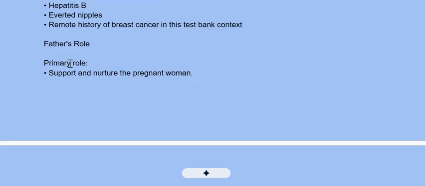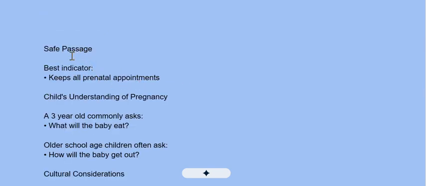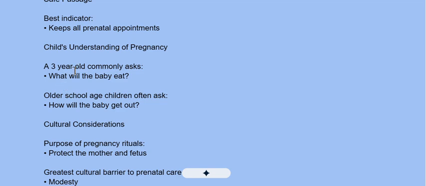Father's role: primary role is to support and nurture the pregnant woman. Safe passage: best indicator is keeping all prenatal appointments. Child's understanding of pregnancy: a 3-year-old commonly asks, "What will the baby eat?" Older school-age children often ask, "How will the baby get out?"